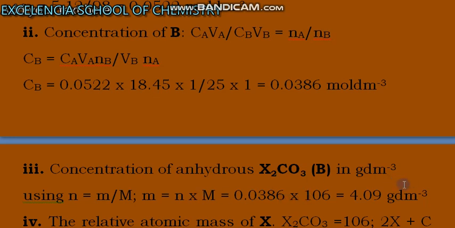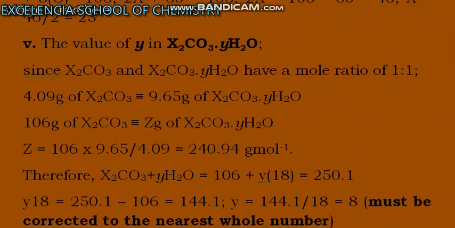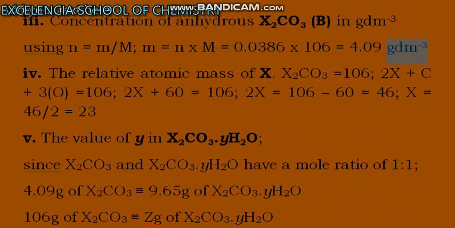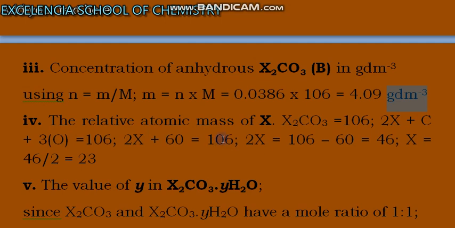The next question says the value of the relative atomic mass of X. We have it that X2CO3 is equal to 106, so we want to make X the subject of formula. That is the whole operation that was carried out here, and you find that X has the value of 23. Obviously X should be sodium, but it's not stated, but we found that the value is 23. The next question says find the value of Y, that is water of crystallization, in the hydrated salt.